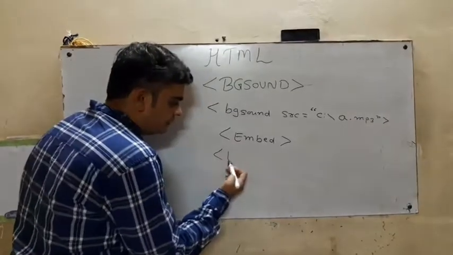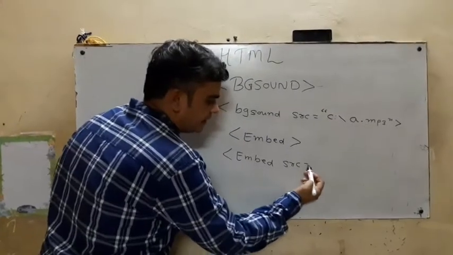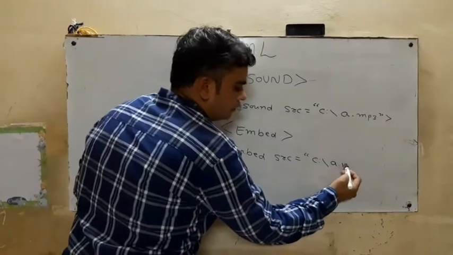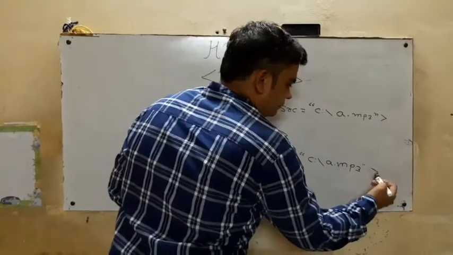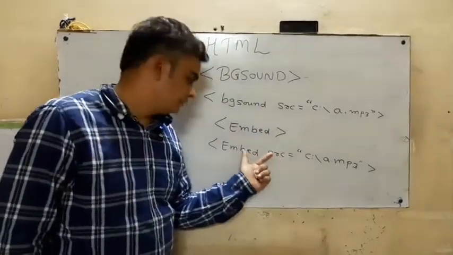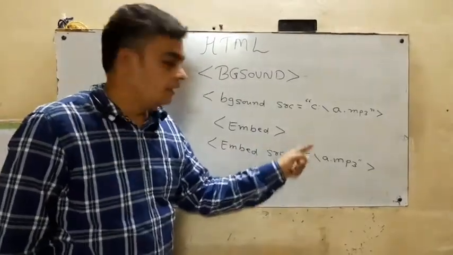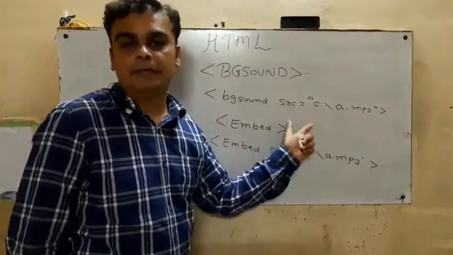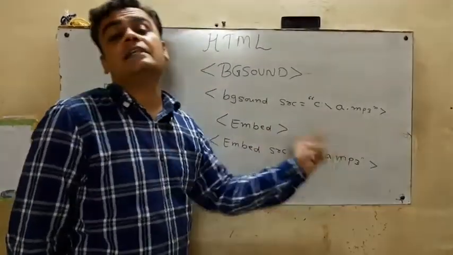For that purpose I use embed. Again I use the same attribute, SRC equals, and suppose I take the same file a.mp3. Whenever I execute this embed tag in my web page, it will show one media player on my screen, and whenever I click on the play button, this media file will play. Generally the embed tag is used to insert audio as well as video files.